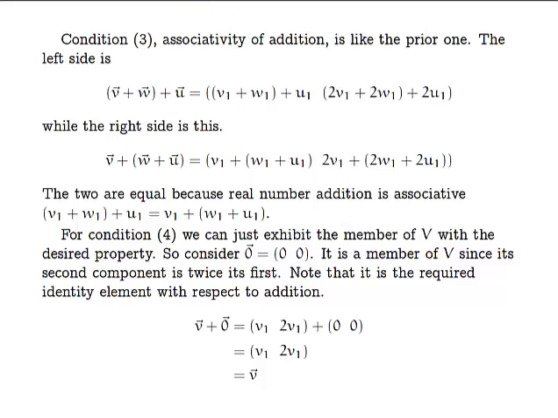Okay. For condition 4, condition 4 means that there is a zero vector that when summed to any other vector gives the same vector. So we can exhibit explicitly a zero vector that's in the set V and show that if we add this to any vector in V, we get the same vector back again.